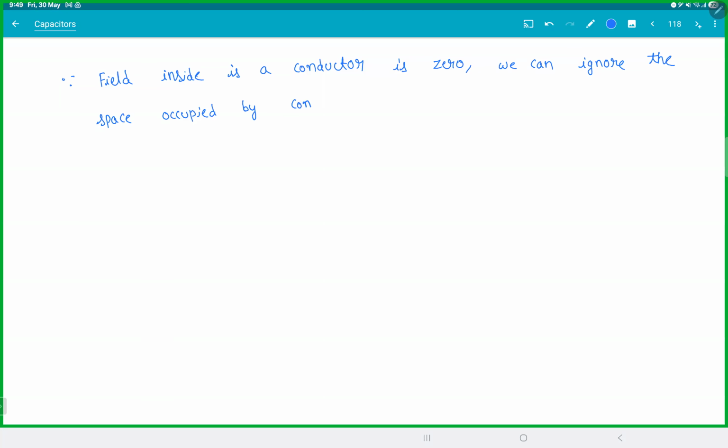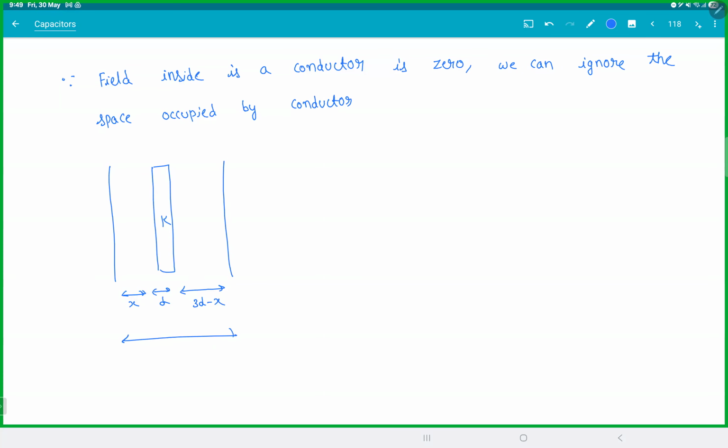Occupied by conductor. Means your new capacitor becomes like this. So we only have a dielectric K. Let this distance be X. Let this distance be D. And the remaining distance will be 4D, 3D minus X. You're getting it? So you can assume the total distance is 4D now. Instead of 5D, you can treat the whole capacitor to be 4D. Got this?